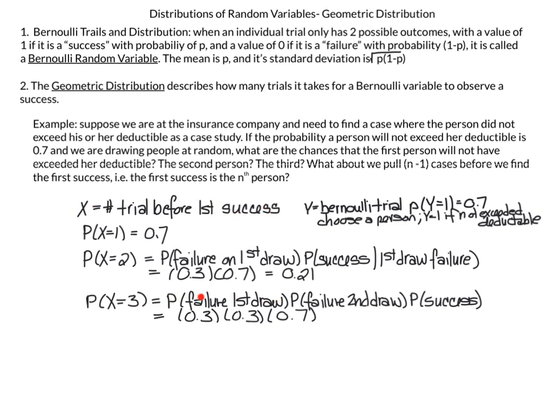That means we have a failure on the first draw, a failure on the second draw, and finally we have a success. So all three things have to happen. So it's 0.3 times 0.3 times 0.07.